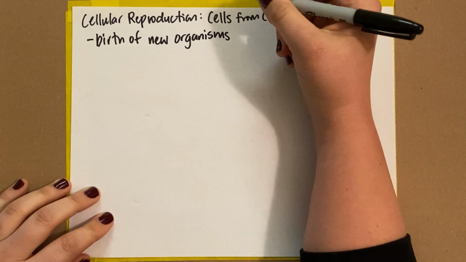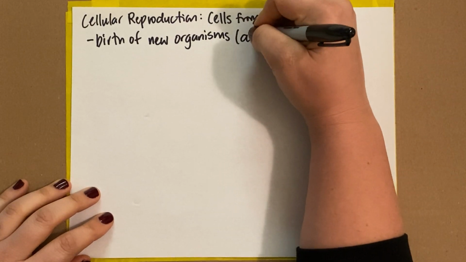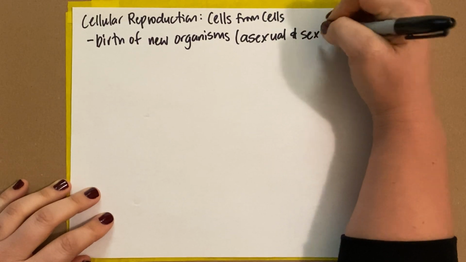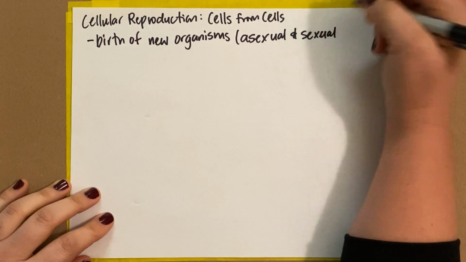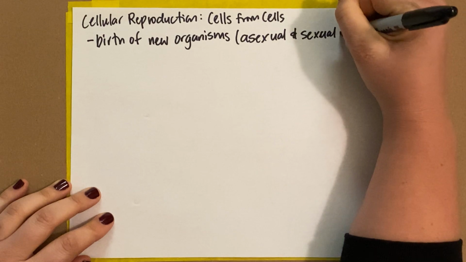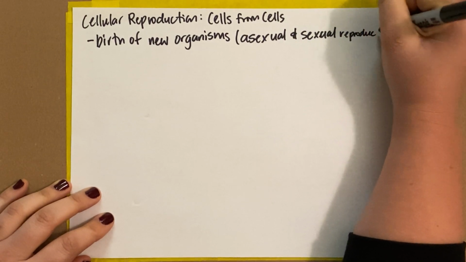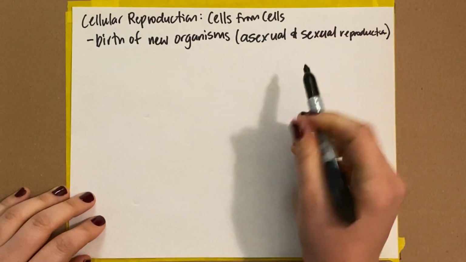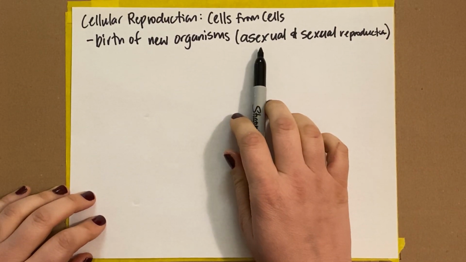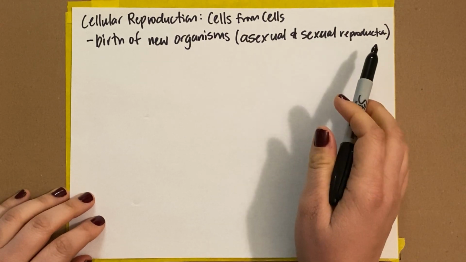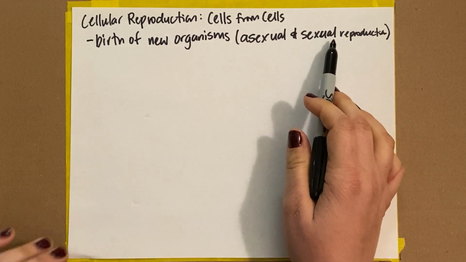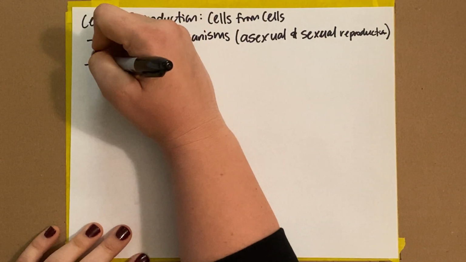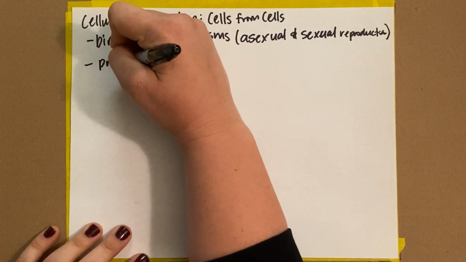So we will talk about both asexual and sexual reproduction. All right, and we'll talk about how this takes place. It's going to be different in asexual organisms than it is in sexual reproduction. And we are considered sexually reproducing organisms. This also has to do with just the production of new cells.